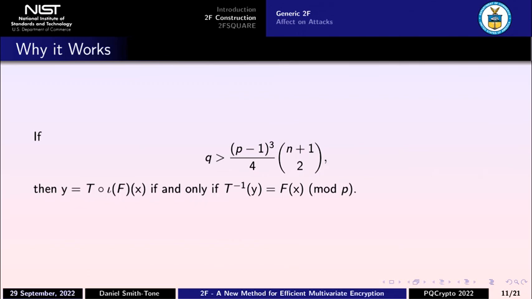This fact is exactly why using two prime fields of different characteristic works. It is easy to prove that if q is sufficiently large, if the inequality here is large enough to work, then we can find a preimage by applying T inverse, reducing modulo p, and then inverting F. Since we have a great many efficient but insecure multivariate schemes, we have a hope of creating something efficient as long as this modulus switching prevents attacks.